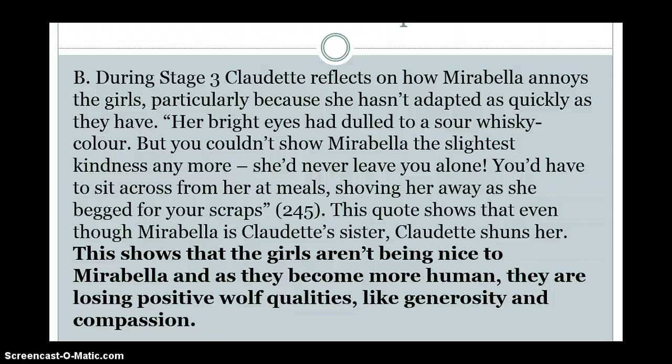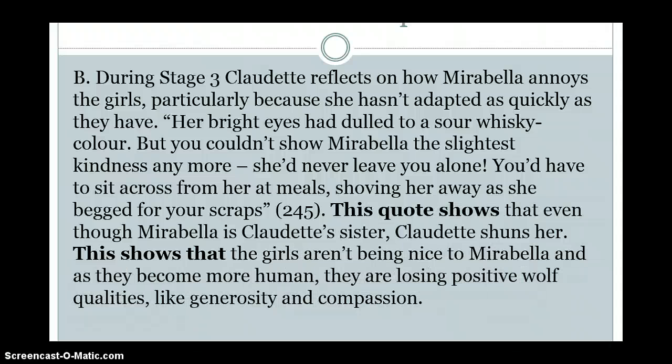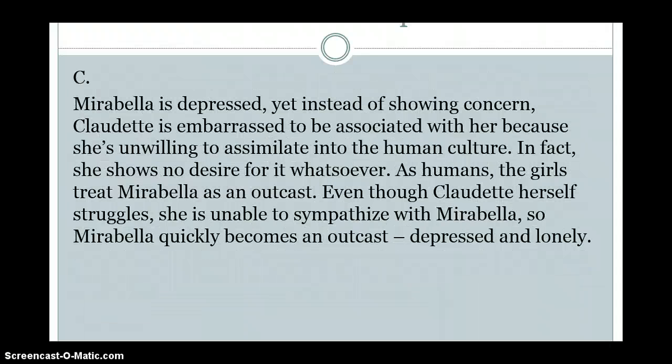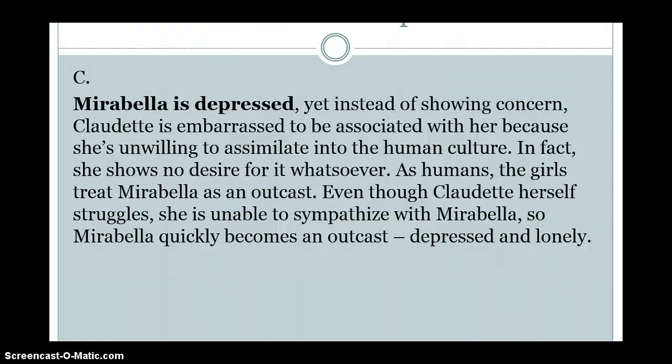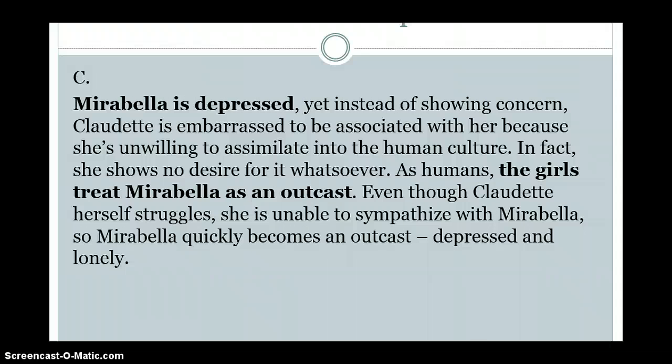In addition, B uses forced constructions, such as "the quote shows" and "this shows that." These constructions do not further the analysis and should be avoided. C does a better job showing the writer's thinking with specific inferences, such as "Mirabella is depressed" and "the girls treat Mirabella as an outcast."